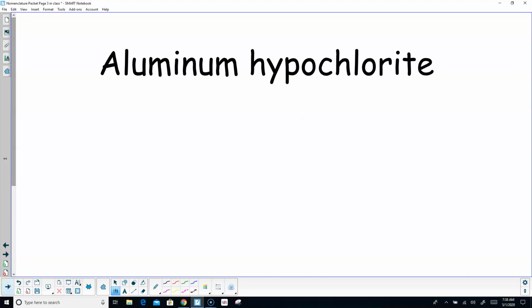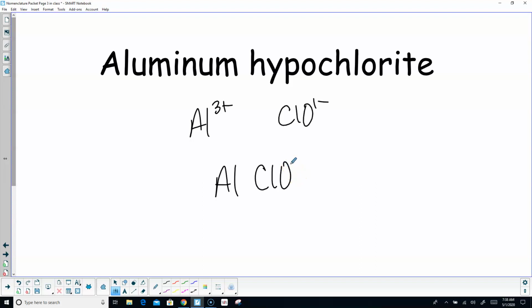Aluminum hypochlorite. Aluminum is always 3+. Hypochlorite is ClO and it's 1-. So I'm going to write my metal. I'm going to write my nonmetal. This 3 comes down here. This 1 goes over here.